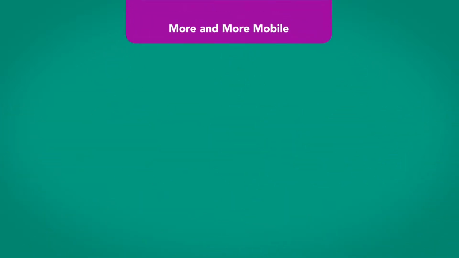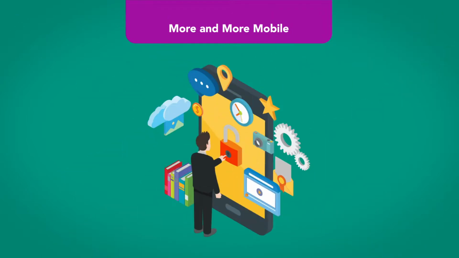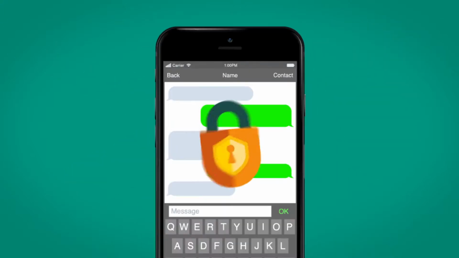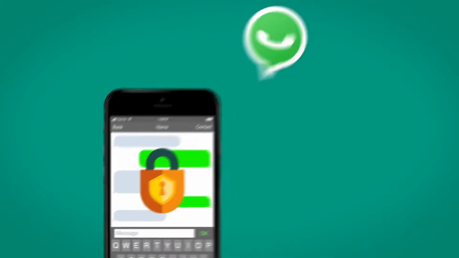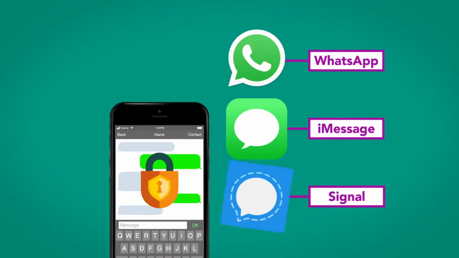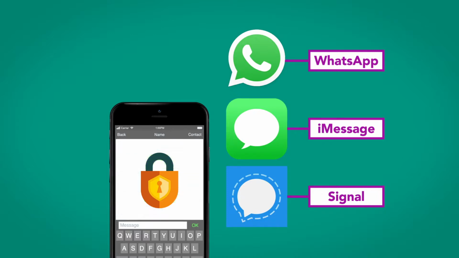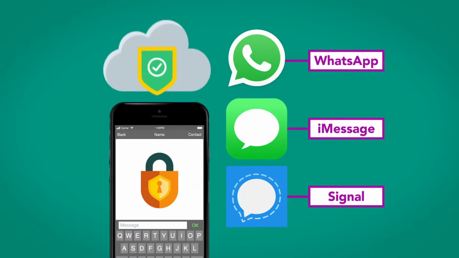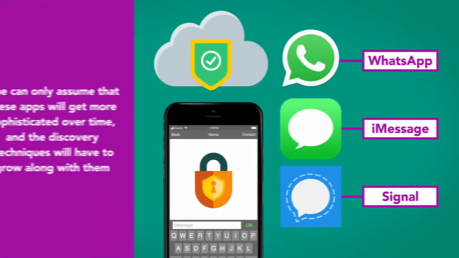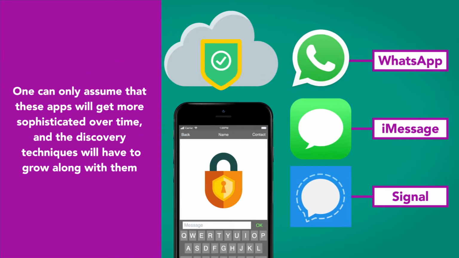More and more mobile. Mobile devices and the data on them are discoverable ESI. But the data can be extremely difficult to access, and mobile communication apps like WhatsApp, iMessage, and Signal are constructed around encrypted data that can disappear after a few seconds, although it may be stored in the cloud, depending on the app's settings. One can only assume that these apps will get more sophisticated over time, and the discovery techniques will have to grow along with them.